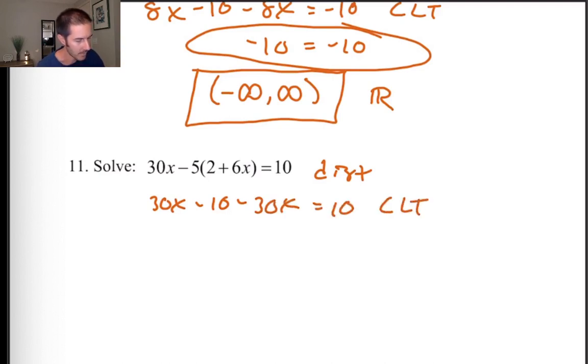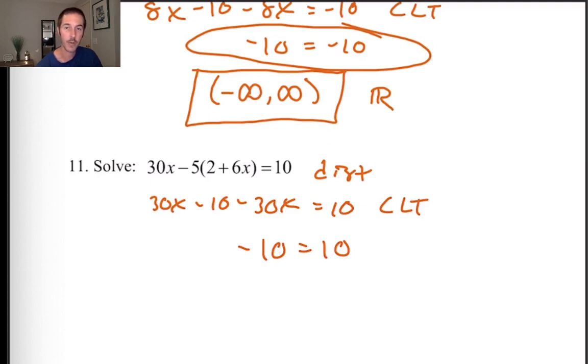Combine like terms. The negative 30x away from the positive 30x. Those are going to cancel out. Left-hand side is still negative 10. Right-hand side is positive 10. How often does negative 10 equal positive 10? How about never? For no x values. How do I represent for no x values?